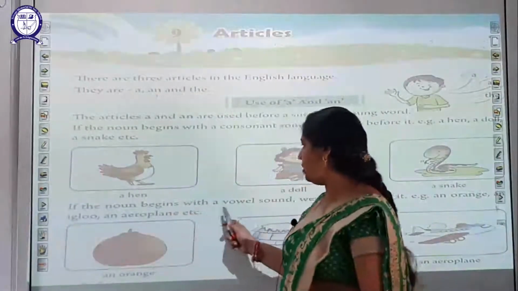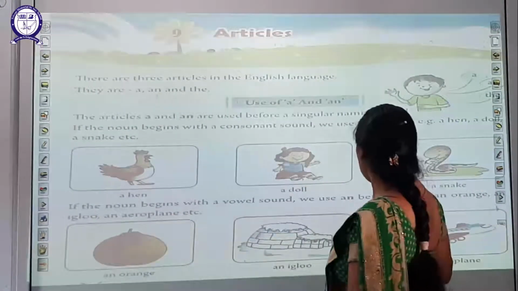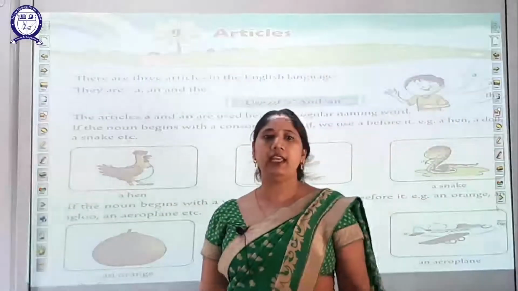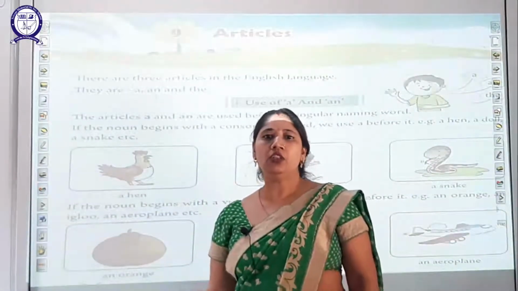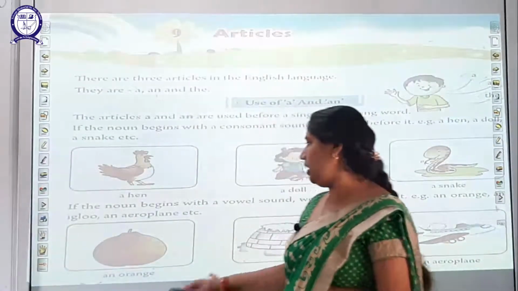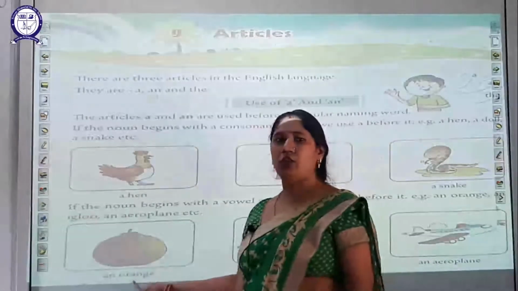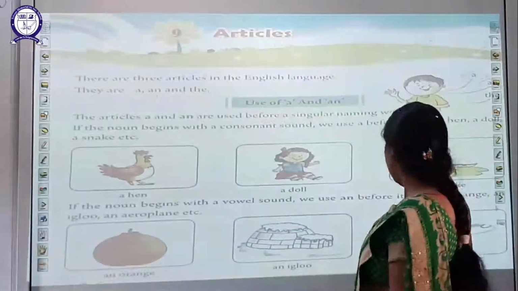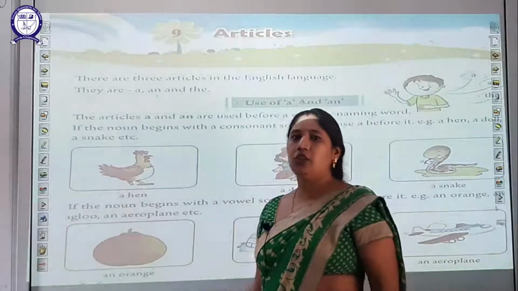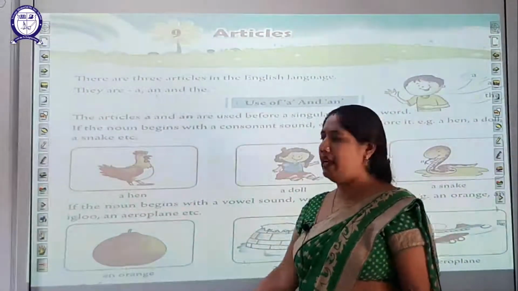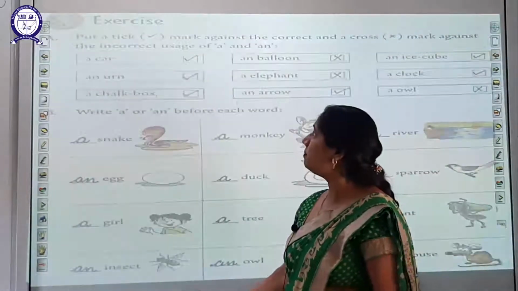If a noun begins with a vowel sound, we use an before it. So there are 5 vowel sounds: A, E, I, O, U. So we have to speak out the words and listen to the sound of these words. An orange, O. An igloo, I. An aeroplane, A. So these are the sounds of vowels. So we have to write an before these words.